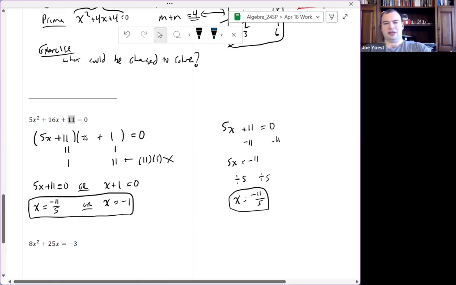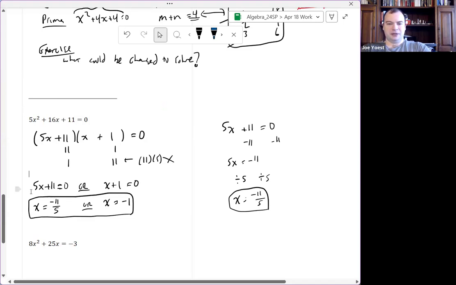I know that if I have the 11 with the x, the outside is the 11 is going to hit the 5 and make a 55x. That's going to be way too big. That's not going to work. So it's got to be the other way around. And I check, my cross terms are indeed plus 5x plus 11x, plus 16x. Looks great.